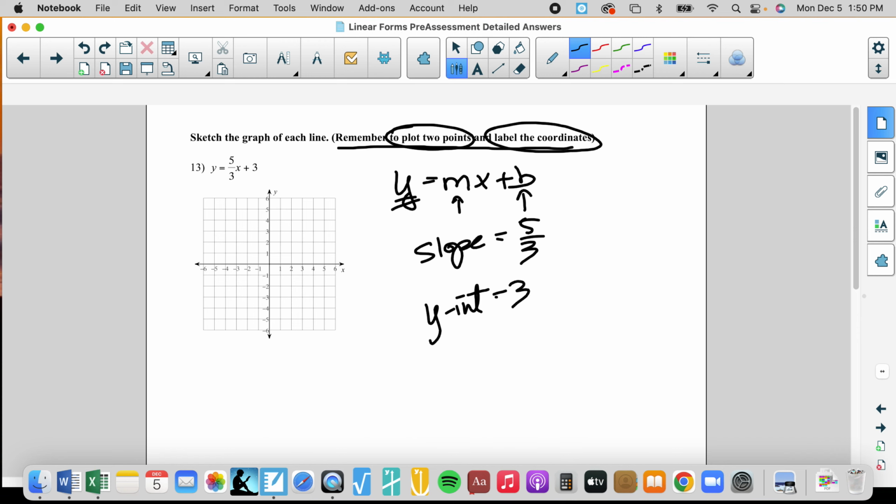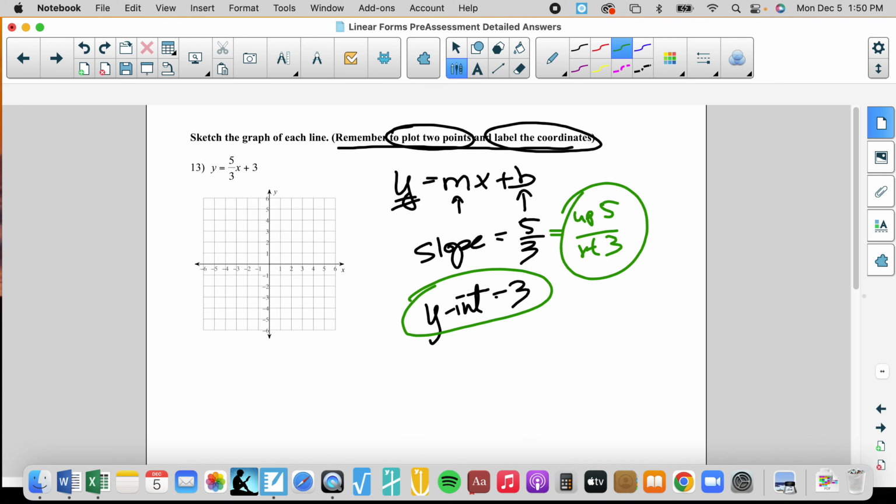I'm always going to graph my point first. I can't use up 5, right 3, that's slope-ease, I can't go up 5, right 3 until I have a point. Well, the point that I'm going to utilize is the y-intercept, where the line crosses the y-axis. So we know it's going to cross at 3. 1, 2, 3. I'm going to make a dot.